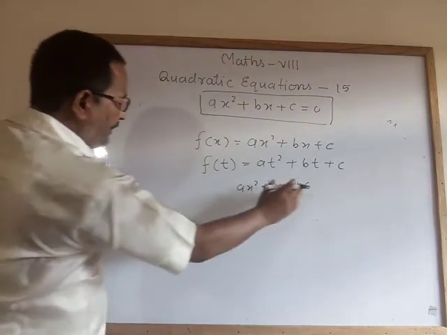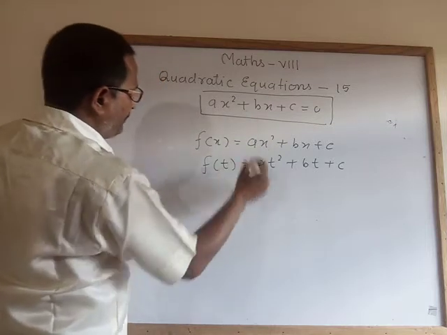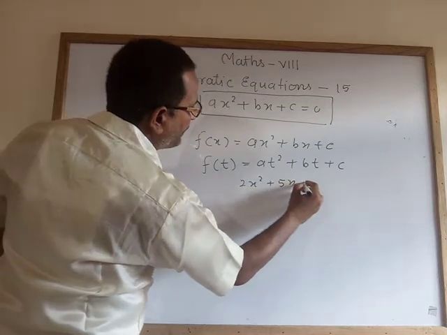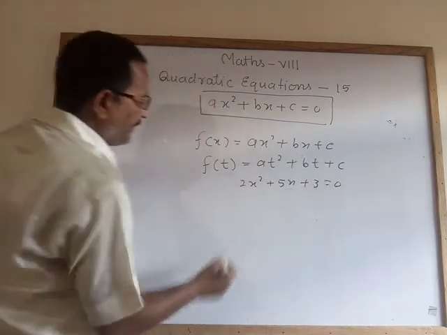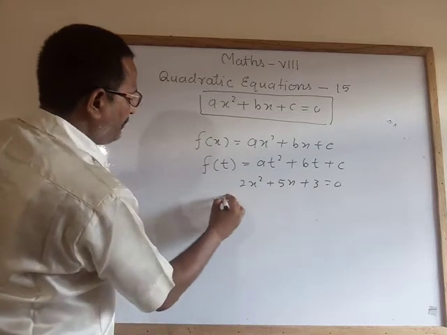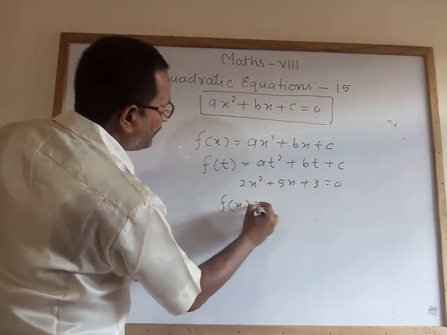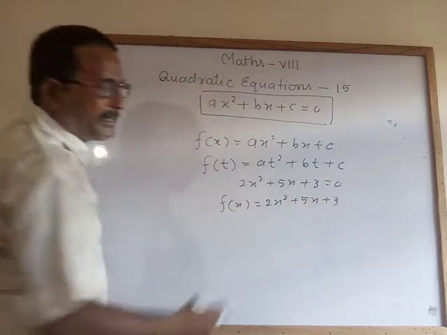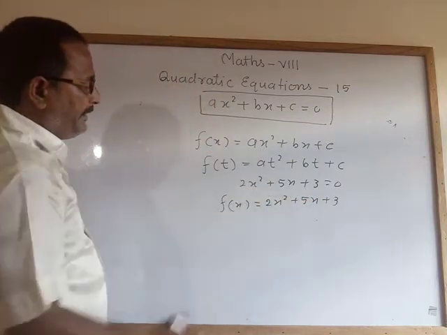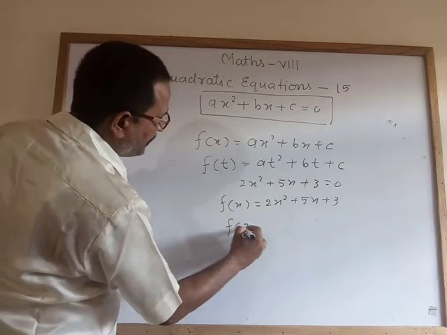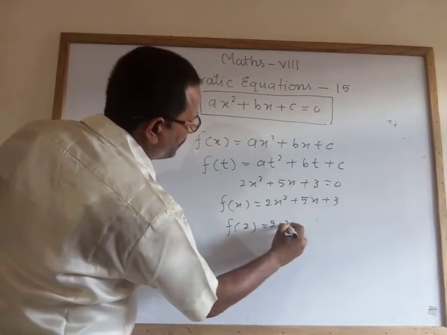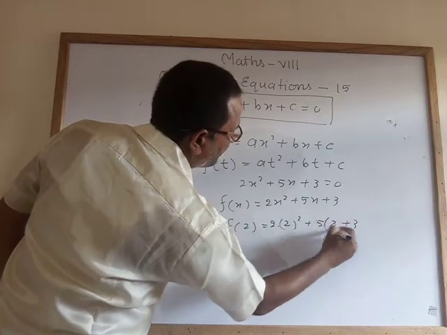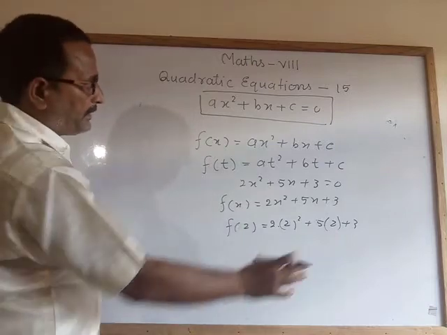Suppose an equation is given in the form of 2x square plus 5x plus 3 is equal to 0. This is a quadratic equation, but f(x) equals 2x square plus 5x plus 3 is a quadratic function. If we put the value of x as 2, then it will be 2 into 2 square, plus 5 into 2, plus 3. You can find the value of that.